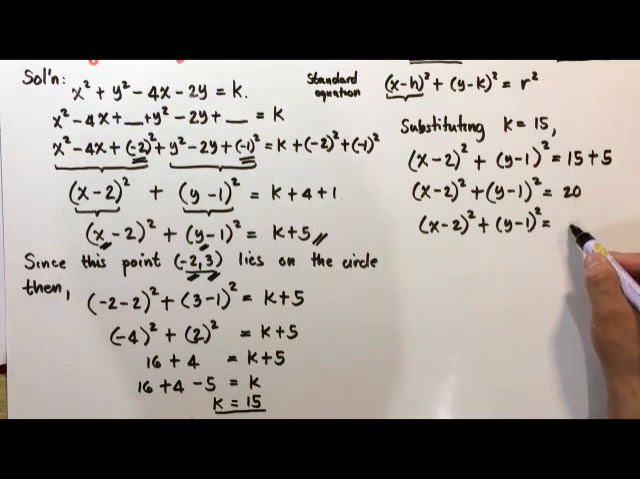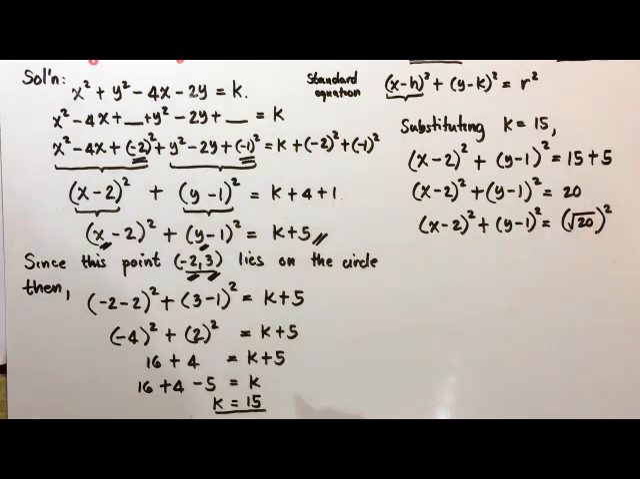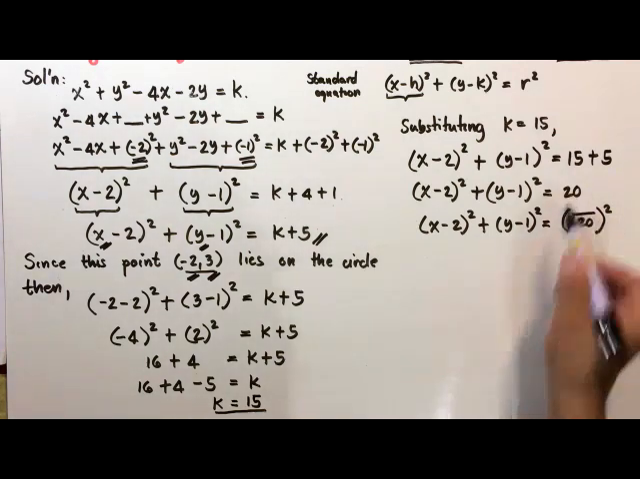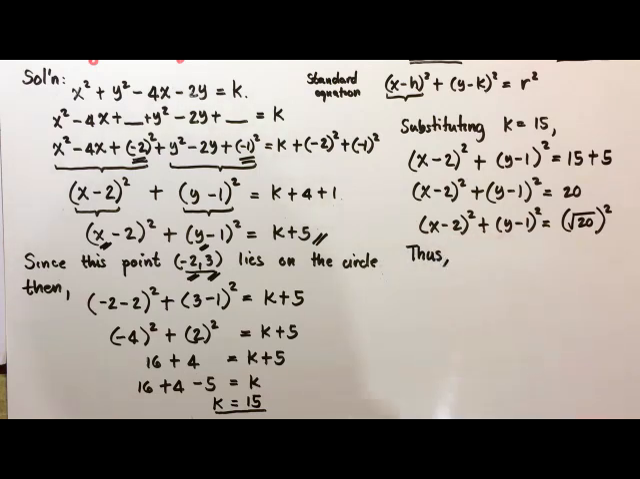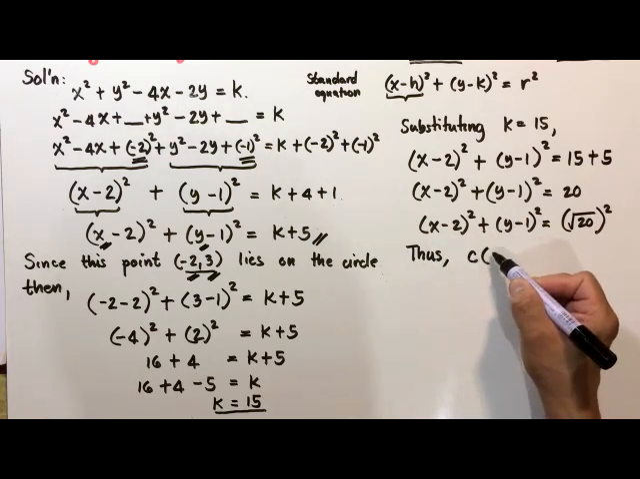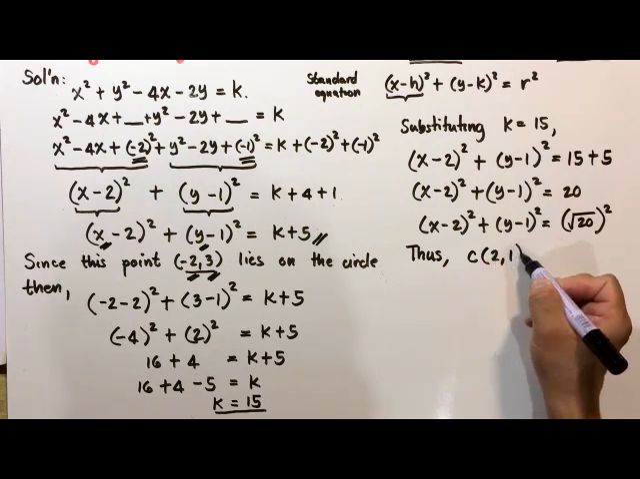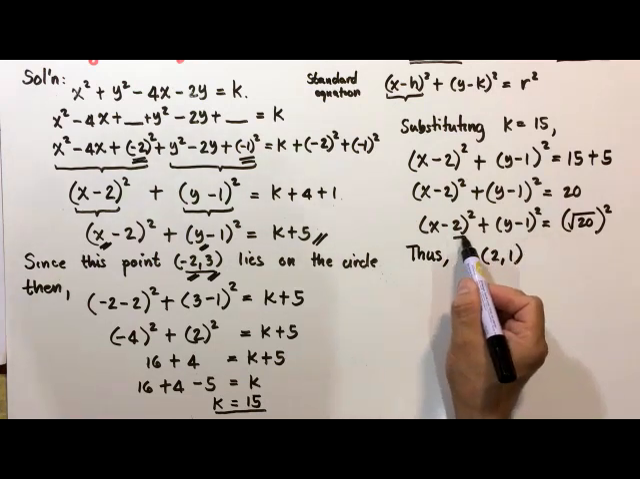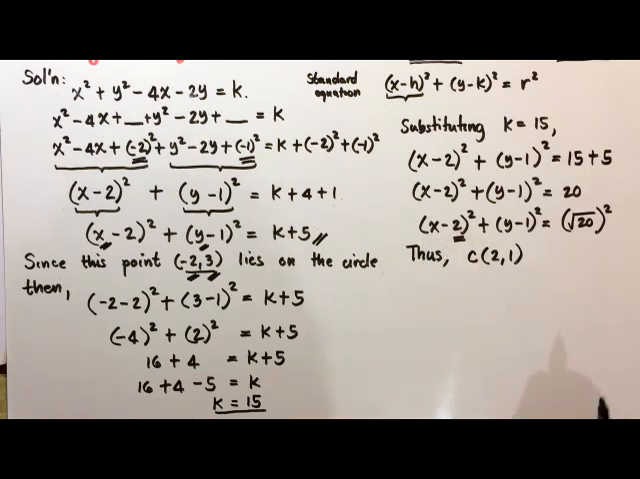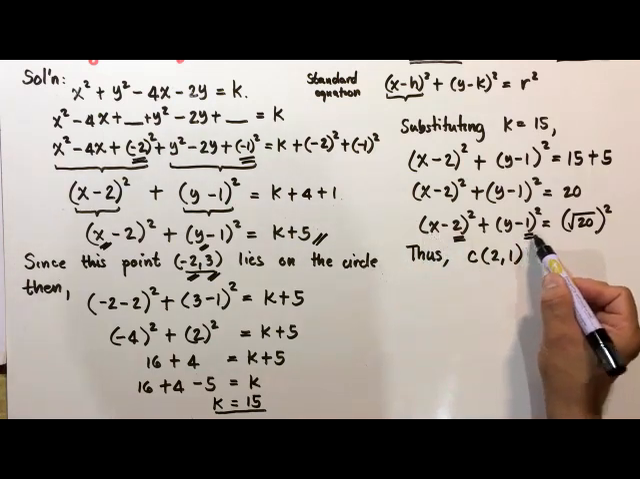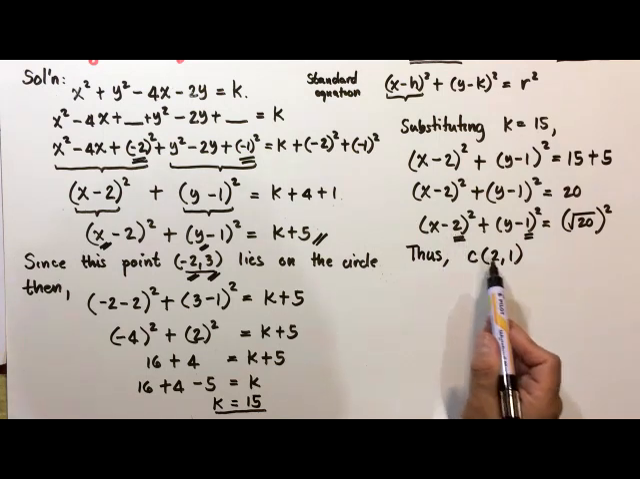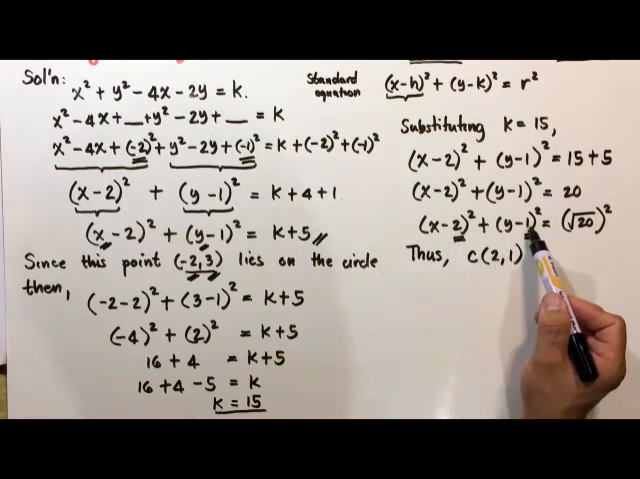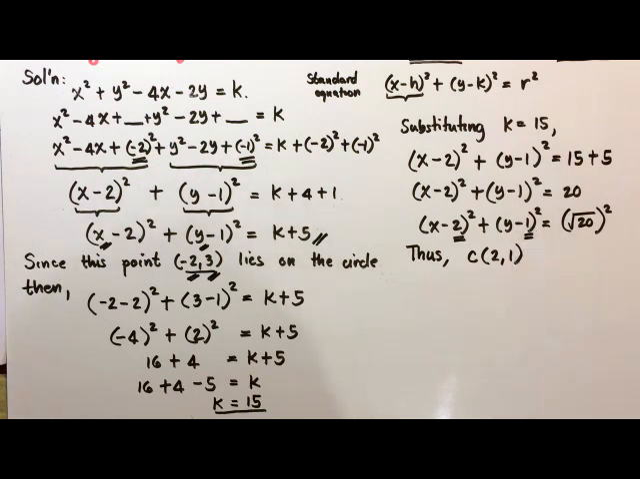I just take the square root of 20, and the square of the square root is 20. So I would know that the center is at the point (2, 1), because of the number that is subtracted from x, and also the number that is subtracted from y. So the x-coordinate of the center is 2, and the y-coordinate of the center is 1.